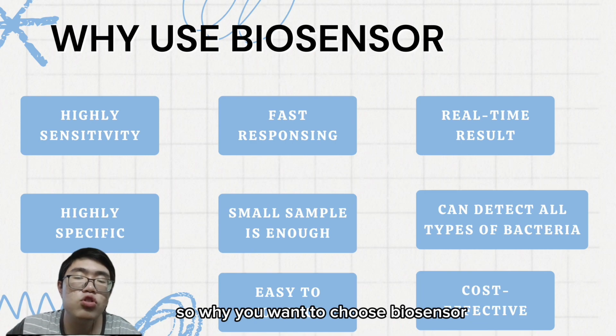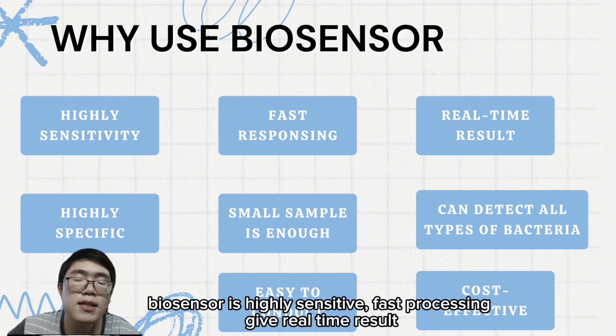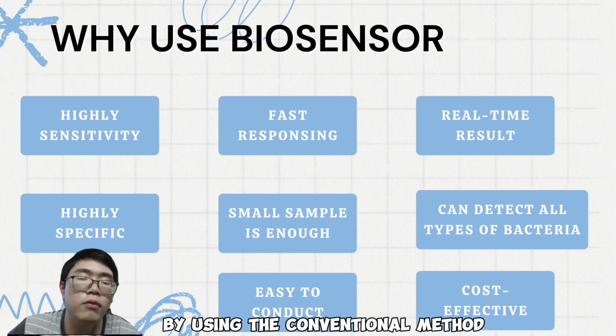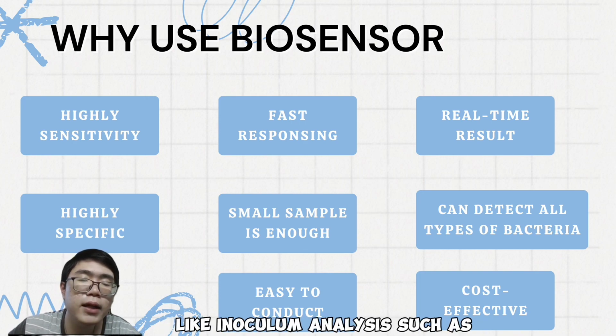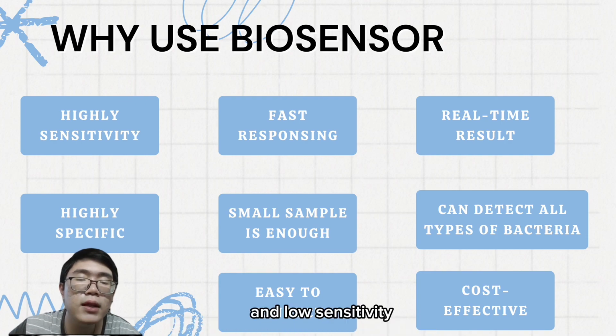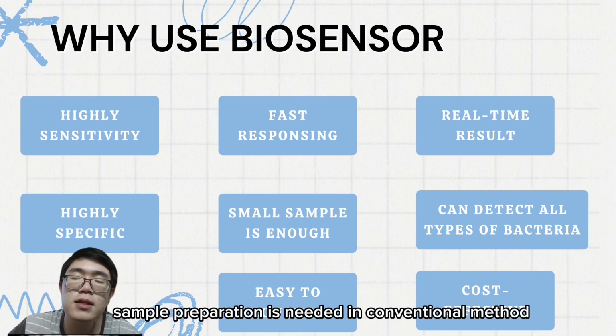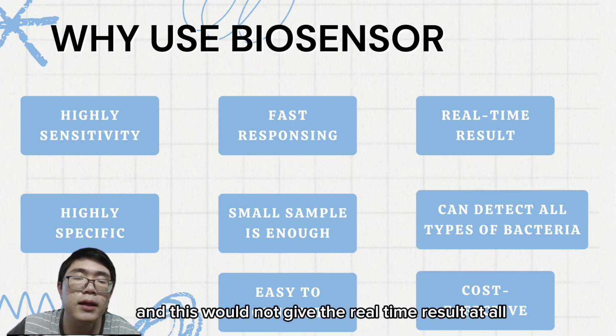So why do we choose a biosensor to detect microbe growth from the cake? Here are some reasons. Firstly, a biosensor is highly sensitive, has fast processing, and gives real-time results. The conventional method, like analysis using media such as spread count, is time-consuming and low in sensitivity, because contamination can happen during analysis. Sample preparation is needed in the conventional method and this will not give real-time results at all.